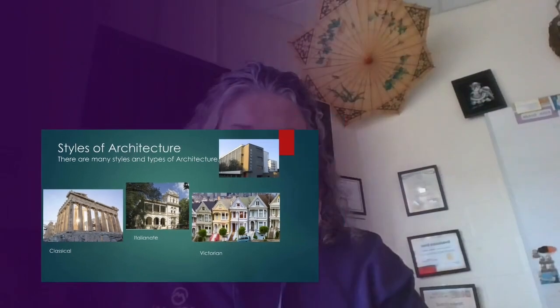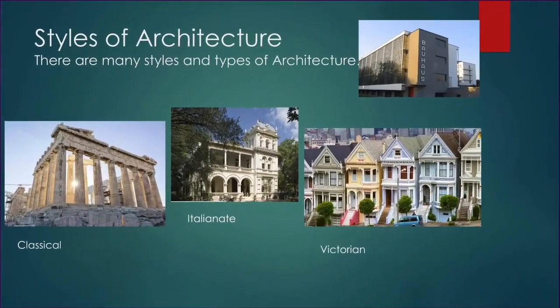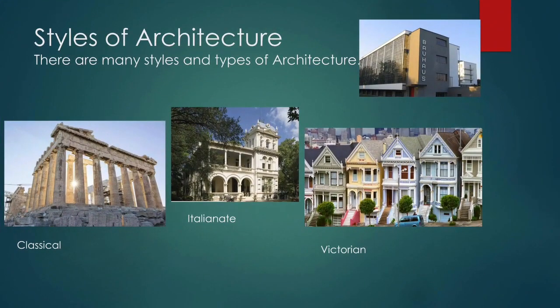Styles of architecture. There are actually many styles of architecture. This is not just the only styles that there are, but these are just some examples. We have a boho type architecture you can see up there in the corner. Classical, which is similar to the Parthenon that we have here in our hometown close to Nashville, which we see in Greek temples and older style architecture.